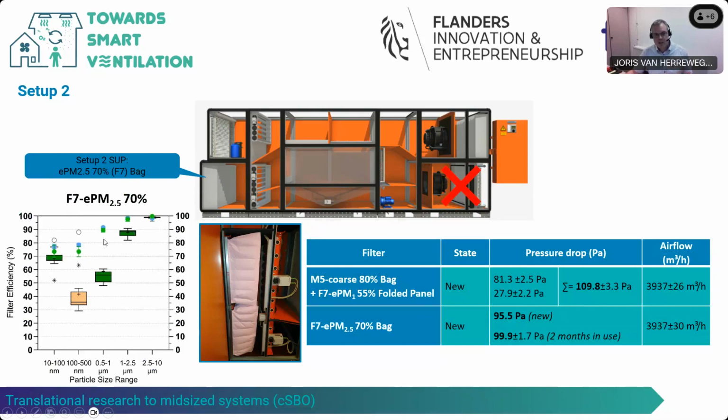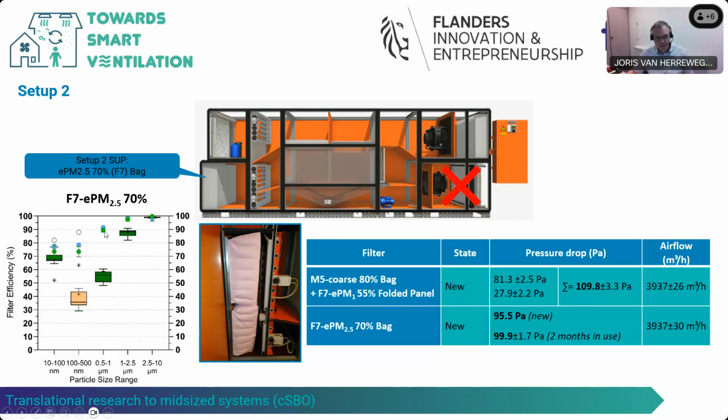Again, we see the same profile, but a higher efficiency. And we also see that after 2 months, the efficiency slightly decreases. And that's also something we saw from our measurements in our in-laboratory setup. Typically, the efficiency of such a filter is initially high, will decrease during the first months in use, and will then again increase.